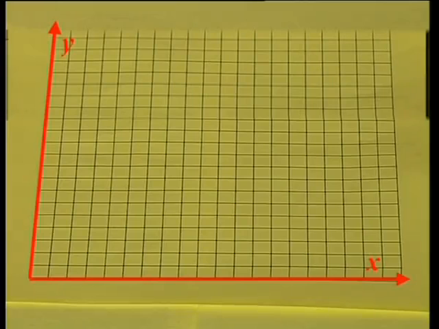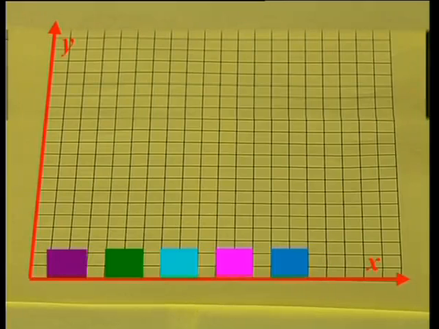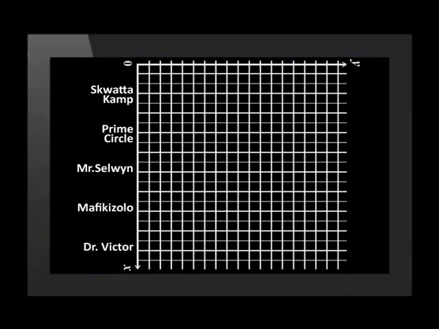I need 5 bars, so can I use 4 blocks per 1 bar? This will give you very thick bars with no spaces between them. Bar graphs must have spaces between the bars. Rather draw bars that are 2 blocks wide with a space of 1 block between each bar. Okay, I've put the labels in on the axis. Is it correct? Squatter Camp, Prime Circle, Mr. Salvin, Mafikizolo, Dr. Victor. Perfect.